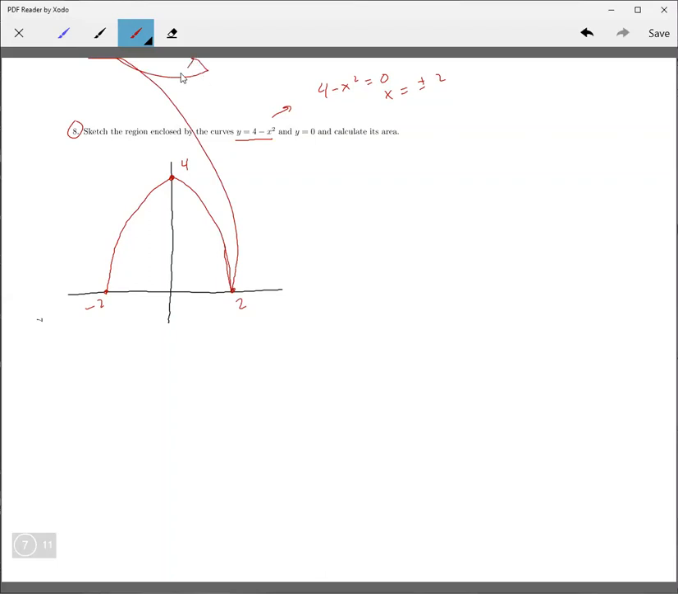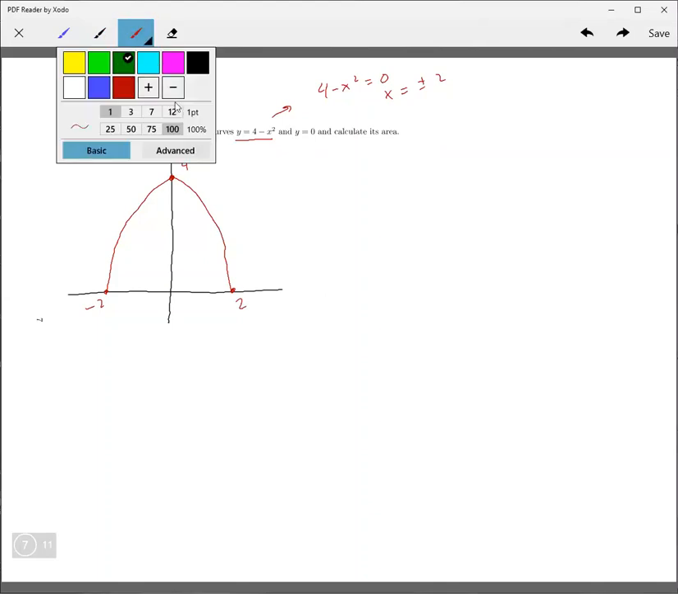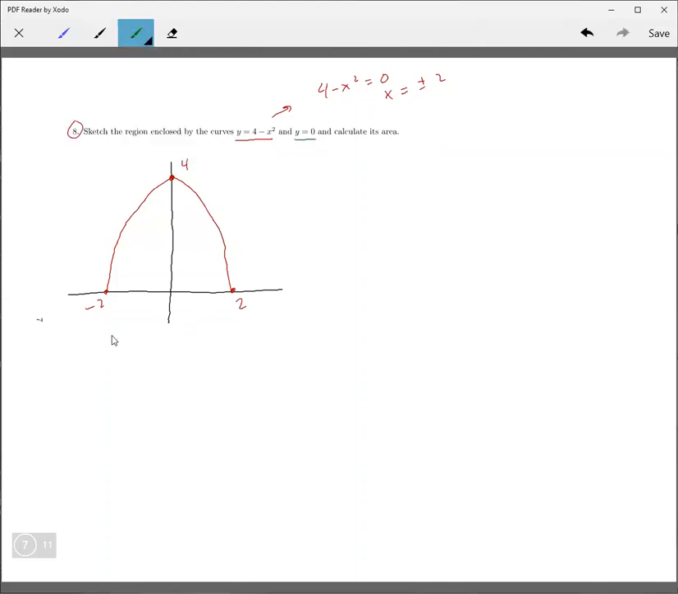Hold on a second. Okay, so it's going to be a parabola like that. And let's see here. And then y equals 0, of course, is this right here. And so the area, okay, so the sketch of the region enclosed would be all of this right here. This region there. And it looks like the third one is the correct answer.